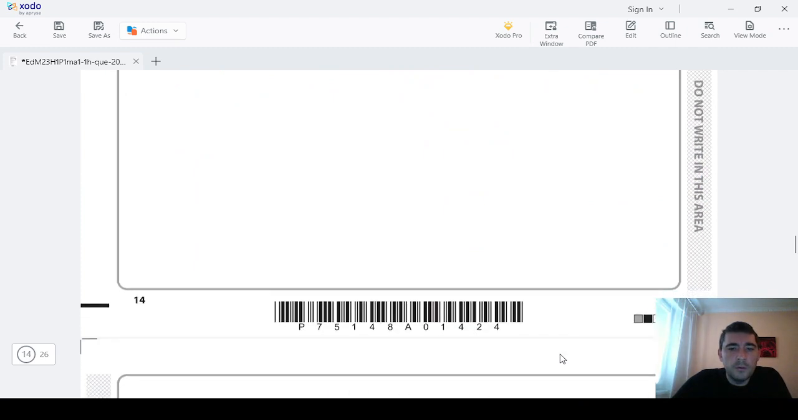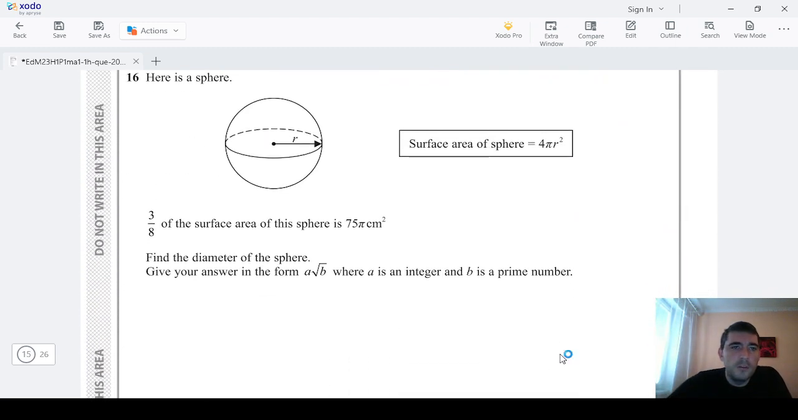Okay, so moving to the next bit. So here's a sphere. By the way, I have not checked the questions in advance, so I'm just working them out as I go through. So here's a sphere. The surface area of a sphere is given by this formula, 4 pi r squared. So we get that 1/3 of the surface area is 75 pi.